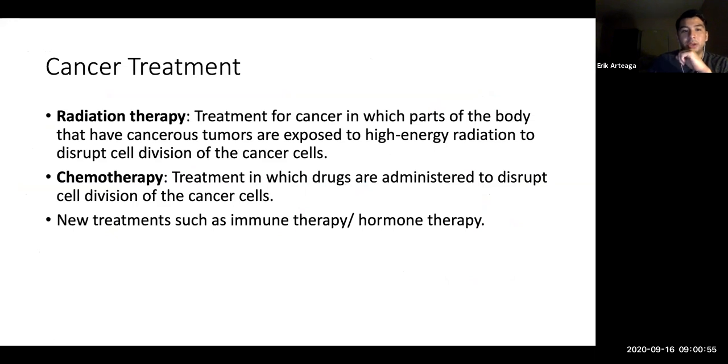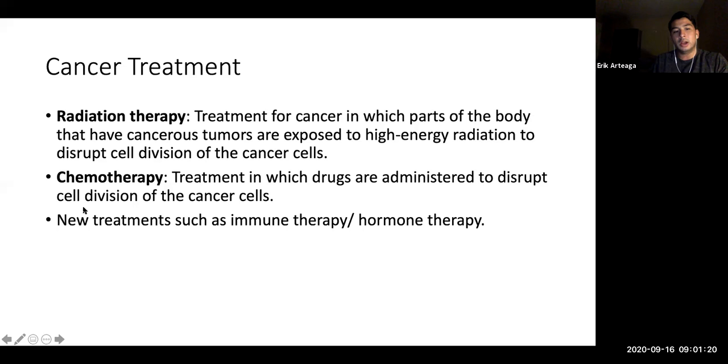So, radiation therapy for cancer treatment: parts of the body that have cancerous tumors are exposed to high energy radiation to disrupt cell division of the cancer cells, right? So we also have chemotherapy. This is treatment with drugs that disturb cell division. So these are actually toxic.